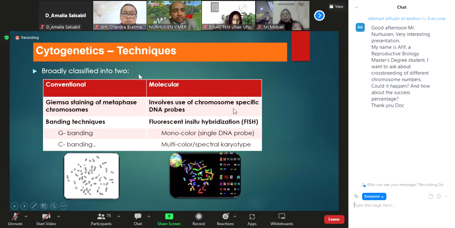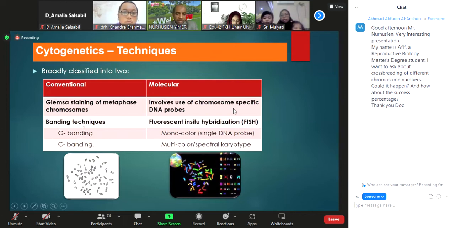So generally, we have two general classifications of cytogenetic technique. One is conventional, another one is molecular cytogenetics. And this conventional technique is the most commonly applied technique in veterinary cytogenetics. Here in conventional technique, you will be utilizing Giemsa staining of those metaphase spread chromosomes from the cell.